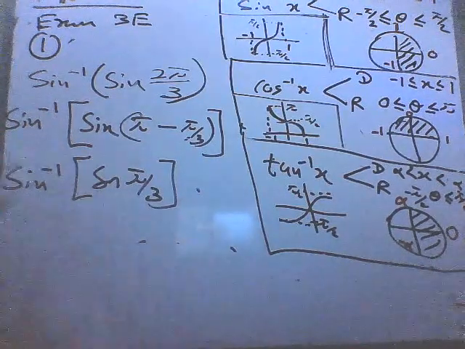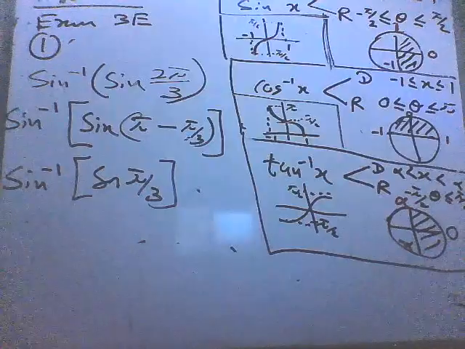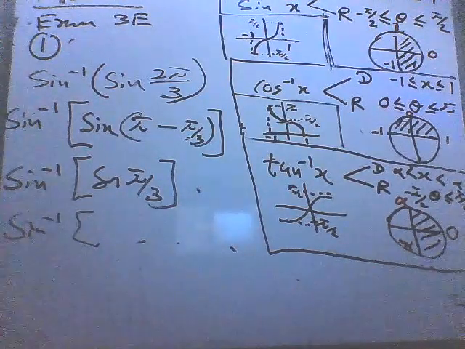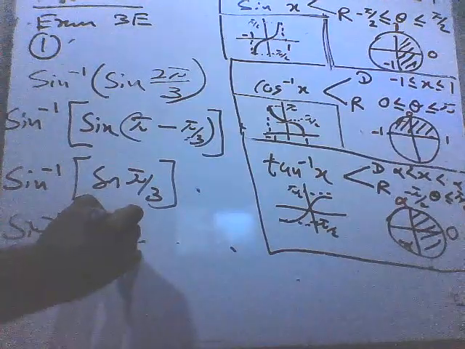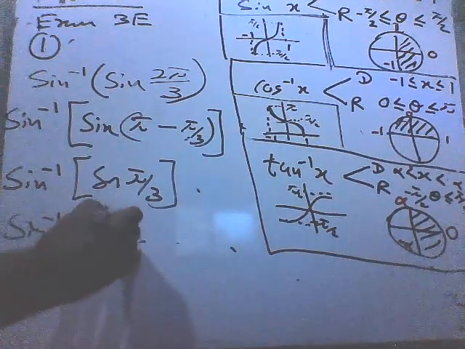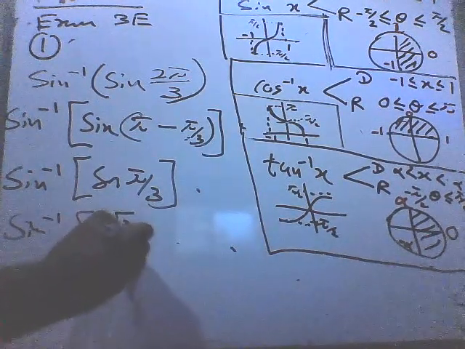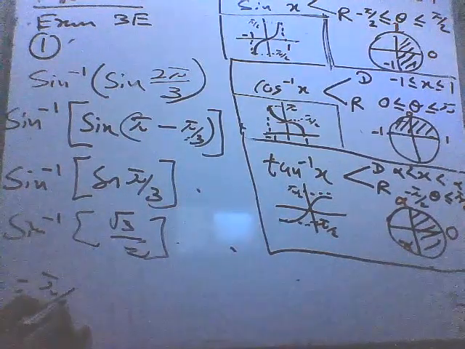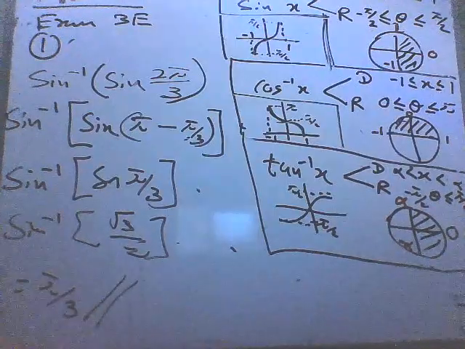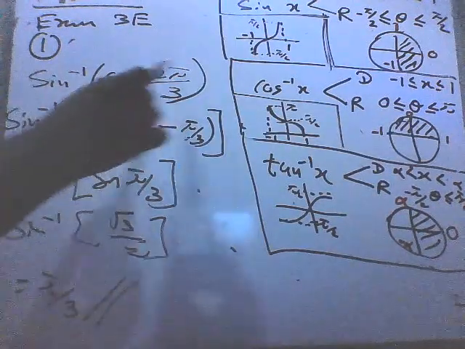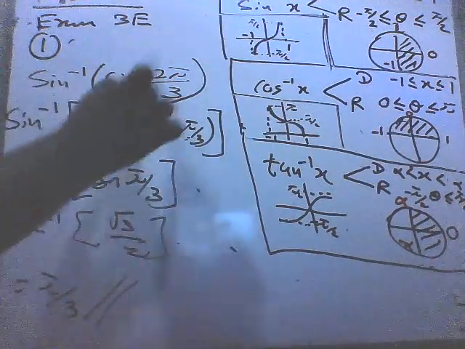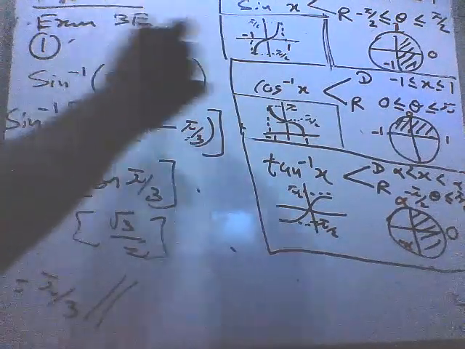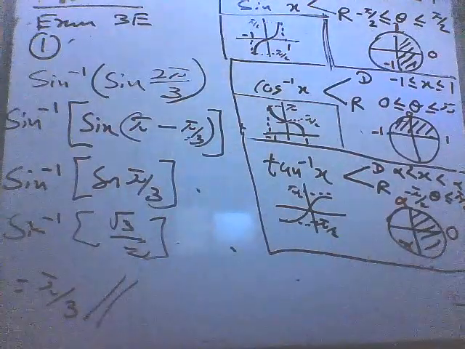So sine pi over 3, we know, is root 3 over 2. So sine inverse of root 3 over 2 is again equal to pi over 3, and that's all right. But in this case, if we did the cancelling method, it gives a wrong answer, because it's not in the range of sine inverse x, so it's wrong.